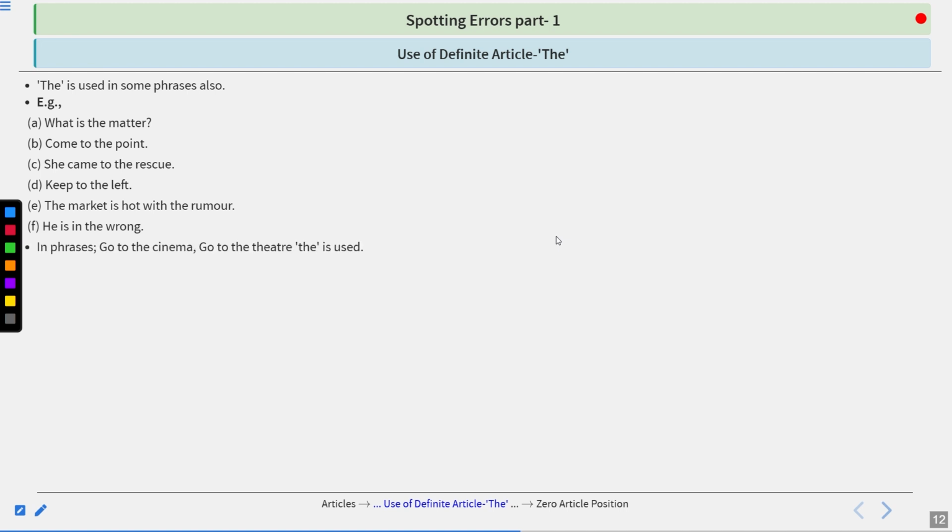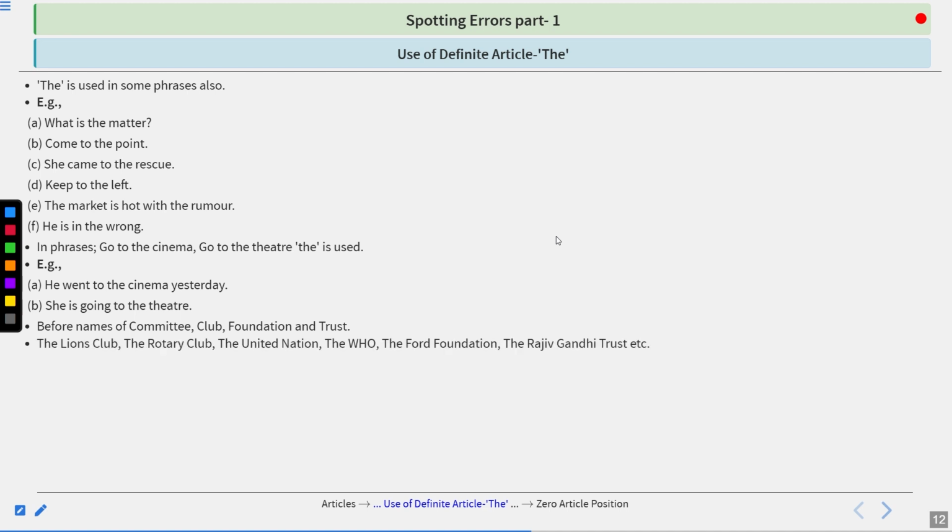In phrases like go to the cinema, go to the theatre, "the" is used. Example: he went to the cinema yesterday. She is going to the theatre. Before names of committee, club, foundation and trust: the Lions Club, the Rotary Club, the United Nations, the WHO, the Ford Foundation, the Rajiv Gandhi Trust, etc.